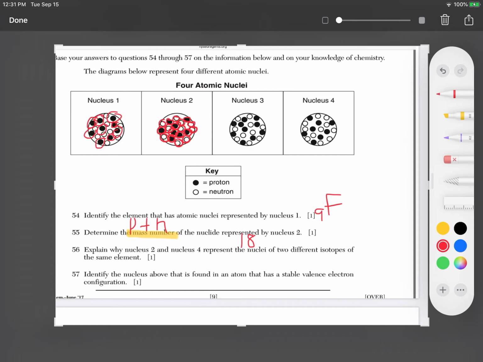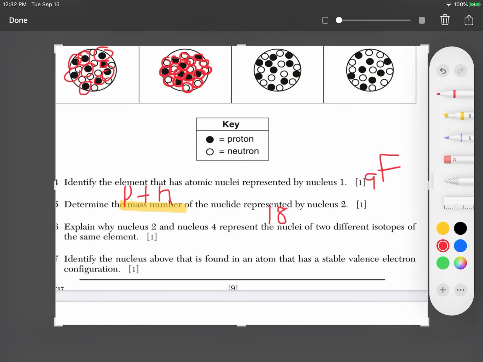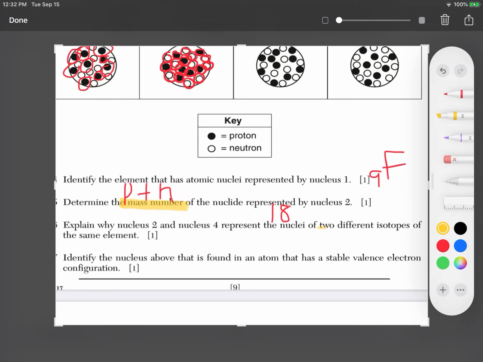Okay, 56. Explain why nucleus 2 and nucleus 4 represent nuclei of two different isotopes of the same element. Okay, this was actually in lesson 3, day 3, but let's go over it now. So we learned that isotopes are atoms that contain the same protons, different neutrons. So if you counted them up, they would both contain the same black dots, which are the protons. Same protons. You can go there and count up the dots.